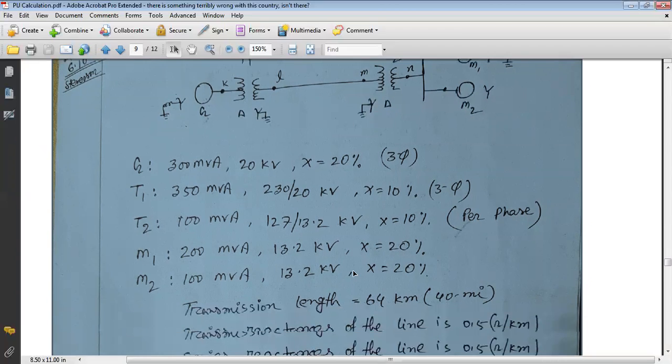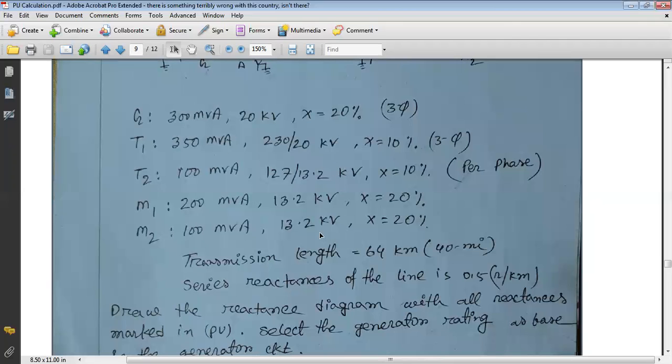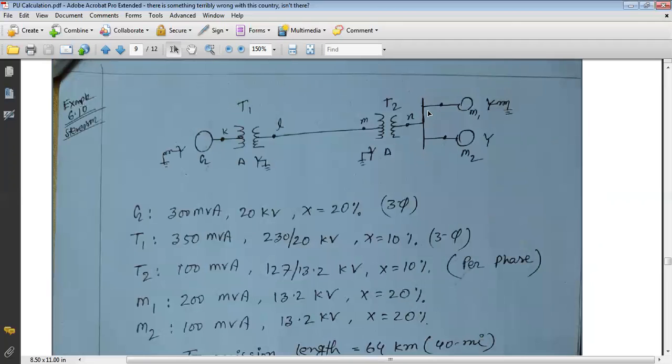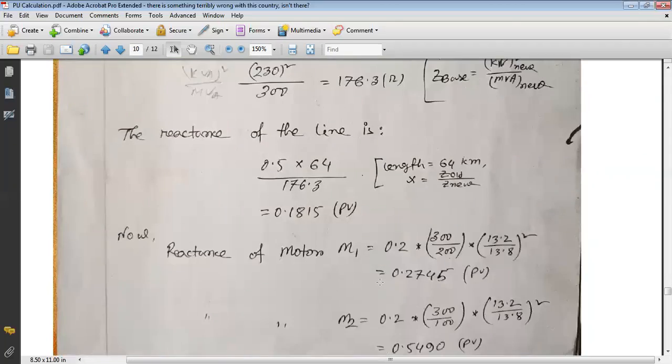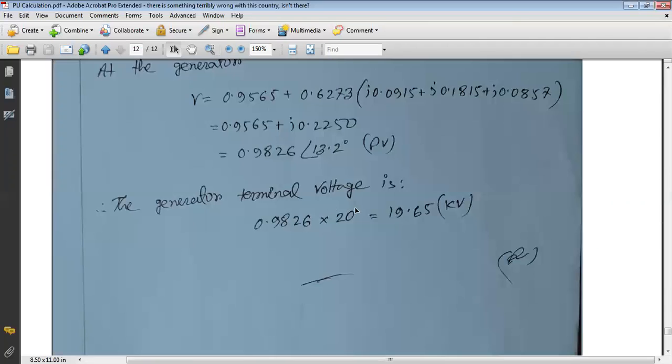If the base value in our question were given as 13.2 kV, that would be the perfect match from the motor side. And when we calculate from motor to generator, then at the generator end, the voltage base is not equal to 20, but something more or less than 20 kilovolt. At that time, to convert the per unit value to real unit value for the generator side, we have to multiply by the new base at the generator point. In our particular problem, the new base at the generator side is 20 kilovolts. So we multiply this, and finally we get 19.65 kilovolts. So this is our result.